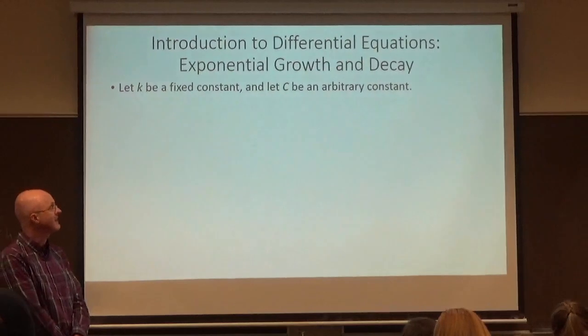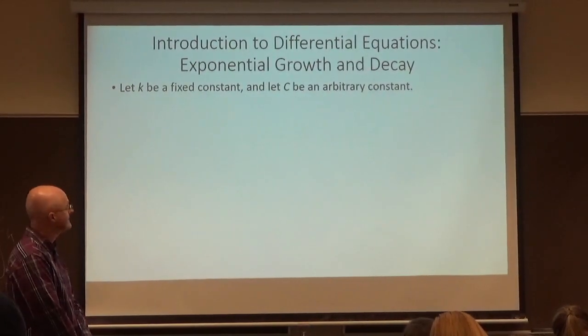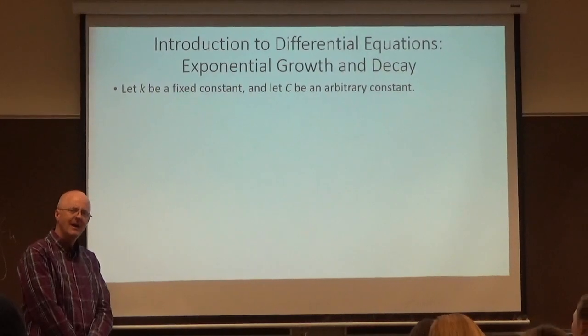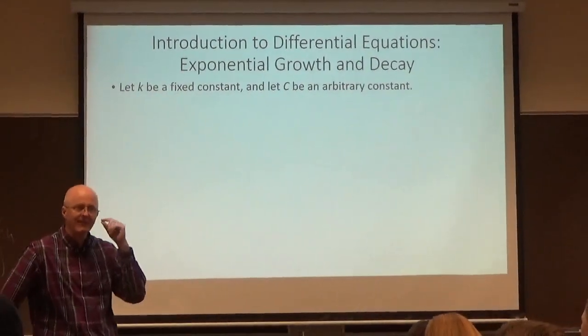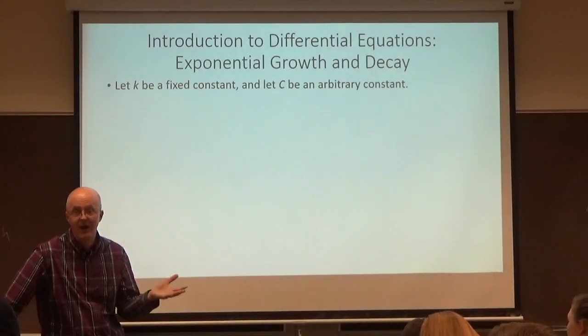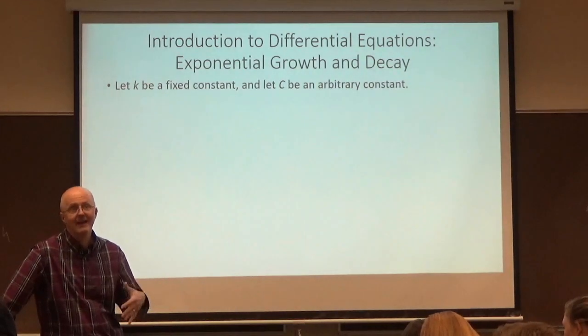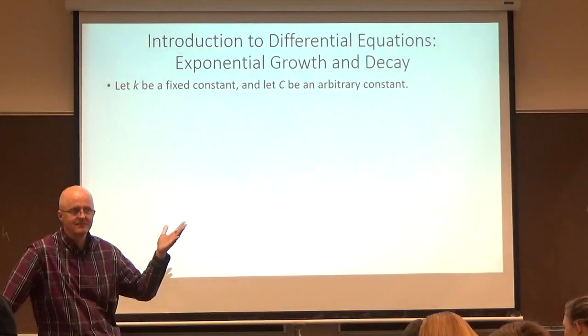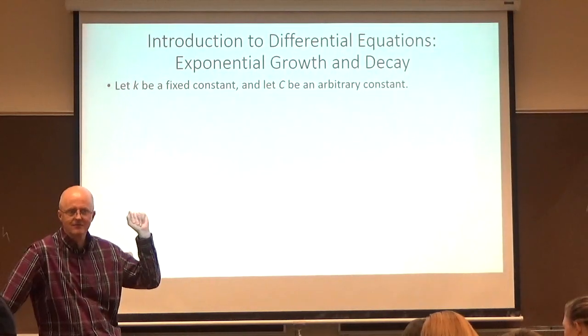Let k be a fixed constant, and let c be an arbitrary constant. Kind of strange. What does that mean? It means I'm thinking of k as being something specific. I could pretend it's 5. And I'm saying c could be anything. I don't care what c is. That's the distinction.